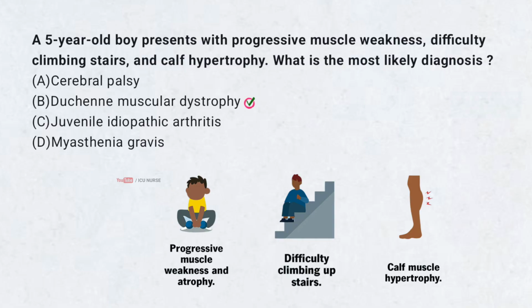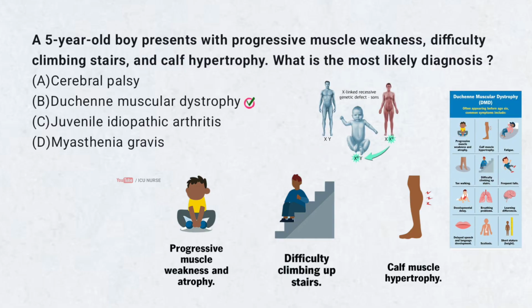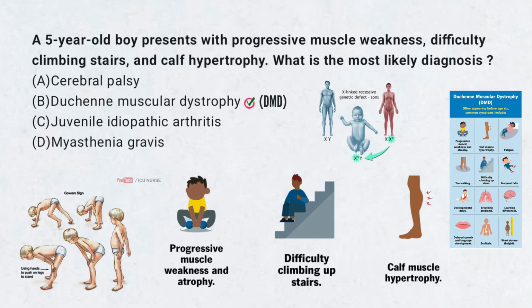Duchenne muscular dystrophy. Duchenne muscular dystrophy is an X-linked genetic disorder. The short form of this disease is DMD. DMD causes progressive muscle weakness and calf hypertrophy, pseudohypertrophy. Gowers' sign, that is using hands to push up from the floor, is common.